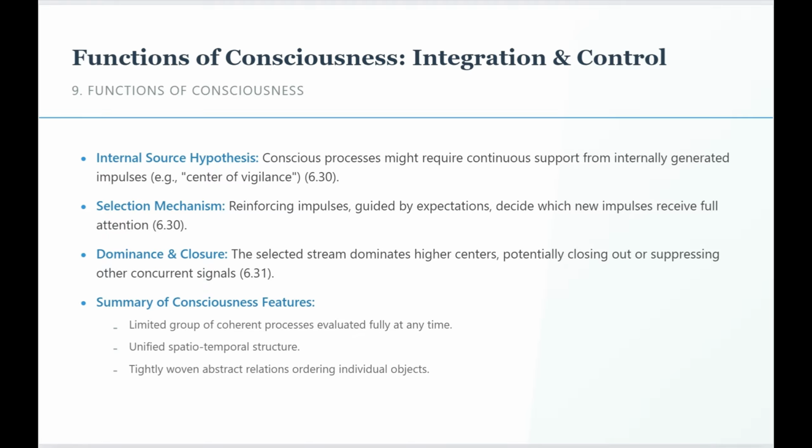The text hypothesizes that conscious processes might need continuous support from internal signals, maybe from a central vigilance system. These reinforcing impulses, driven by our expectations, prepare the ground and decide which incoming signals get the VIP treatment, full attention and consciousness. Once a stream of thought or perception gets this boost, it tends to dominate the higher processing centers, potentially pushing out or ignoring other signals that don't fit the current focus or aren't strong enough to break through. So, consciousness seems to involve a limited set of coherent processes, all tied into that unified spatio-temporal structure, woven together by abstract relations and deeply connected to our communication tools, allowing for sophisticated classification and social understanding.